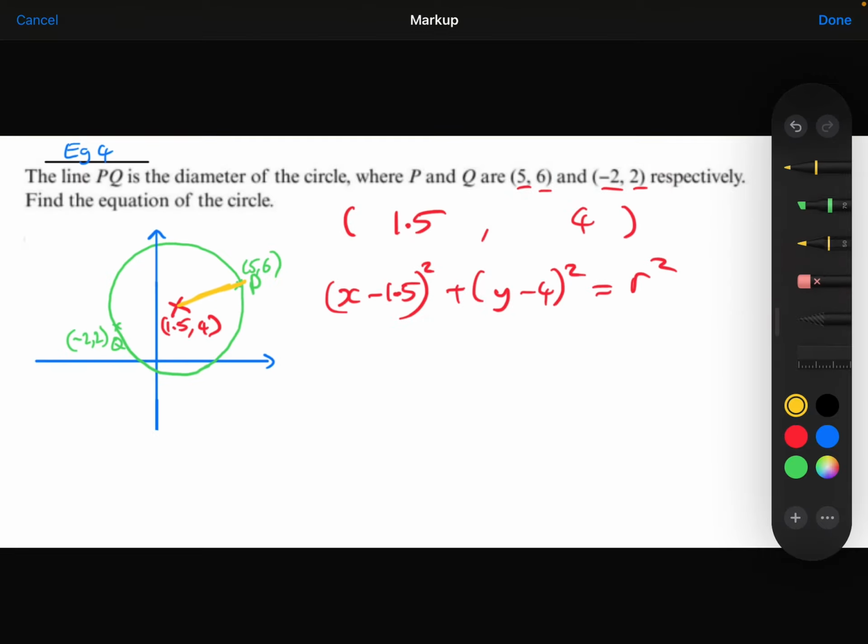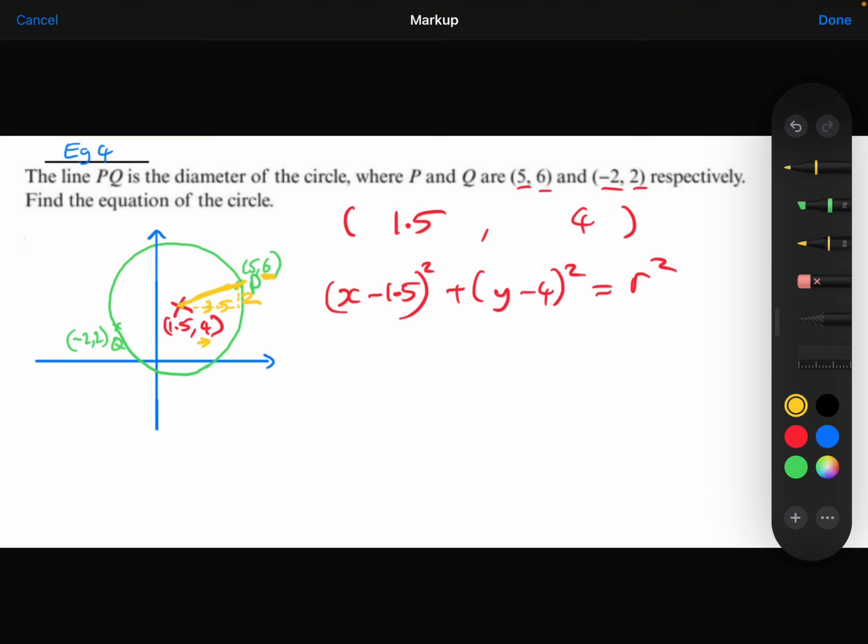So if I work out the distance between the centre and point P, by working out the difference between the x coordinates, so the x coordinate here is 5, the x coordinate here is 1.5. So the difference between those is 3.5. Then the difference between the y coordinates, here it's 6, here it's 4. So the difference between those is 2.